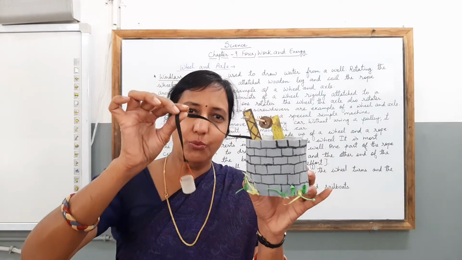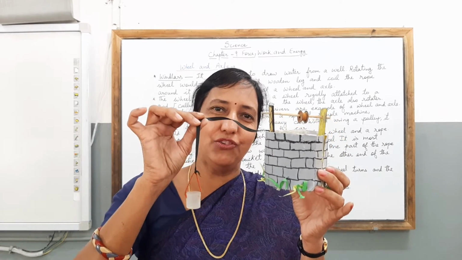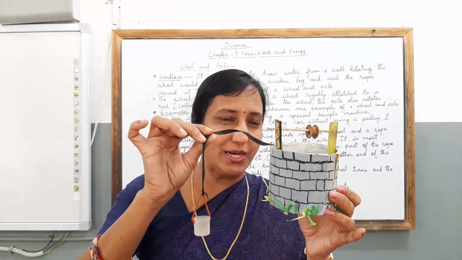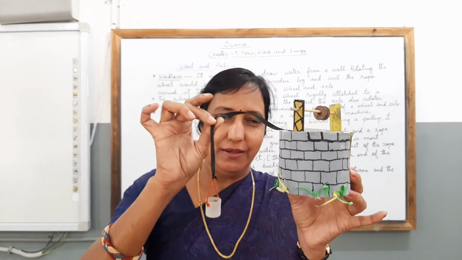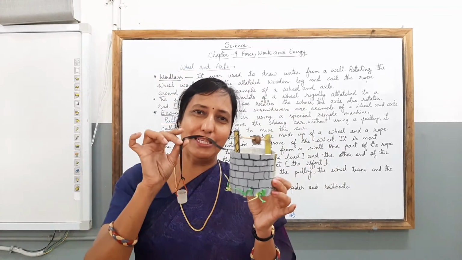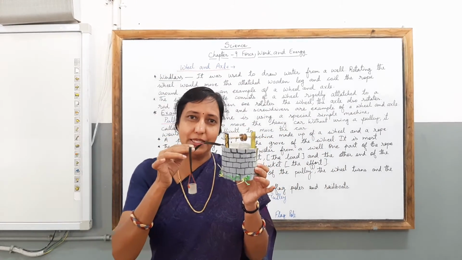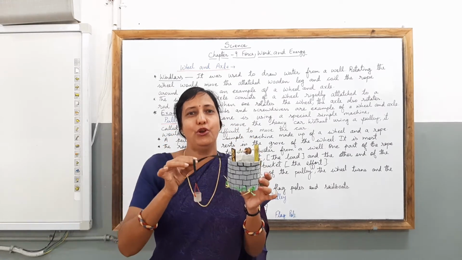It is rotating and the bucket full of water is coming up very easily. So I hope, children, with this kind of a model, you are practicing and trying to learn what is a pulley, how it works, and where it is used in this form. Clear, children? Try to make this model, try to understand what is a pulley and how it makes it easy for you to lift the bucket full of water.